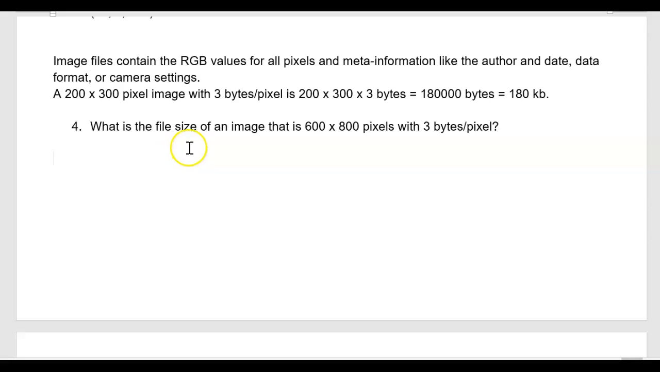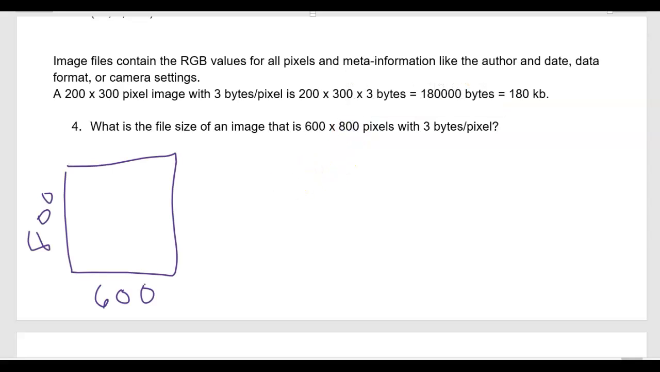And so how would we figure out what size an image would be if it was 600 by 800 pixels? So 600 by 800 pixels would be a picture that is 600 pixels in length and 800 pixels in width, like what I have drawn here, which is not to scale. And so I want you guys to try and calculate what the size would be in bytes. So how many bytes would there be in a 600 by 800 image with 3 bytes per pixel?